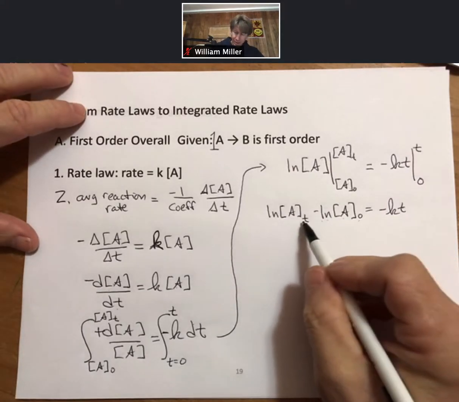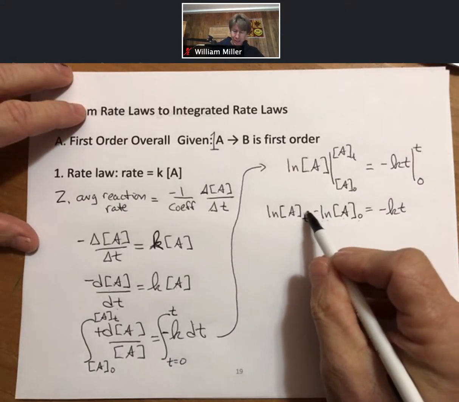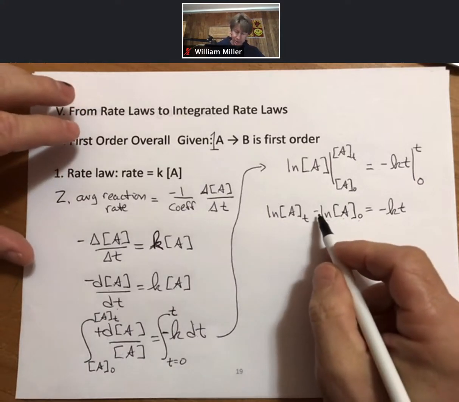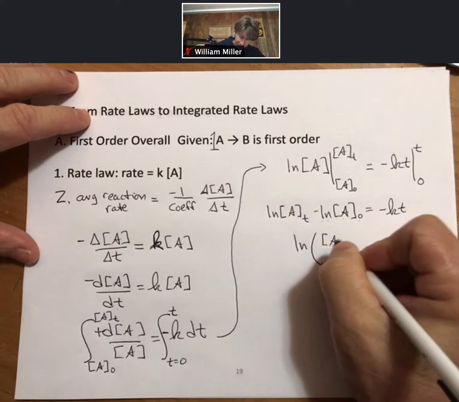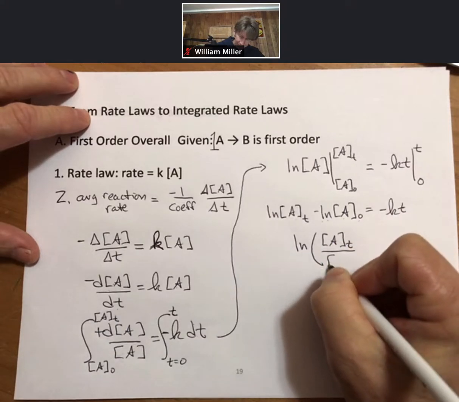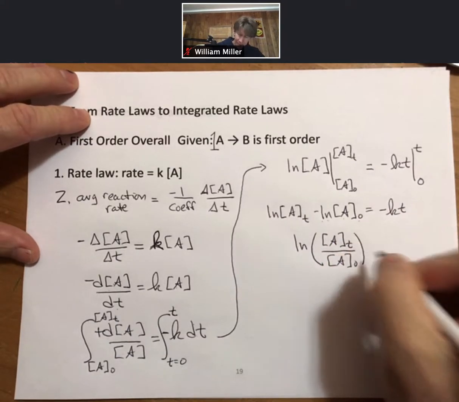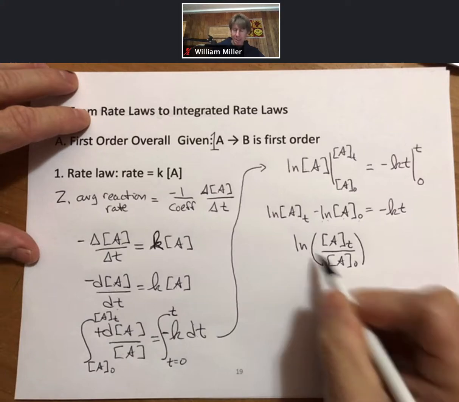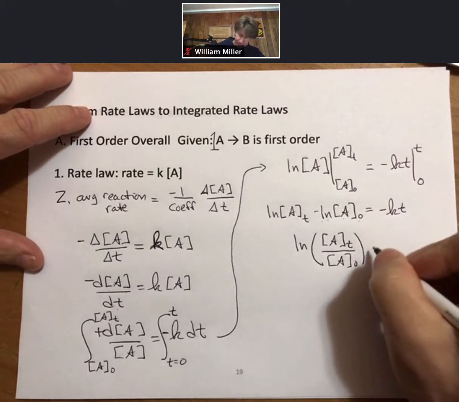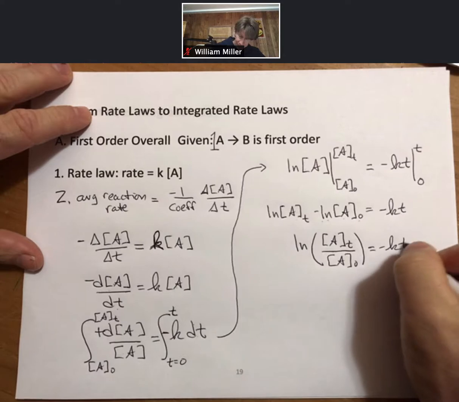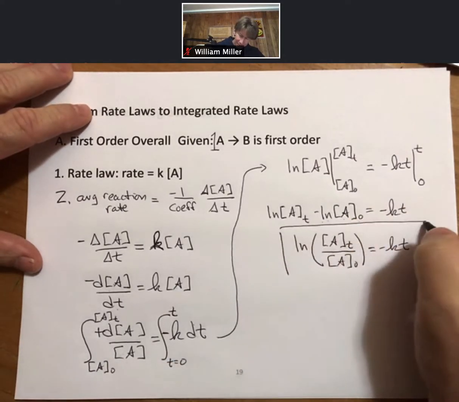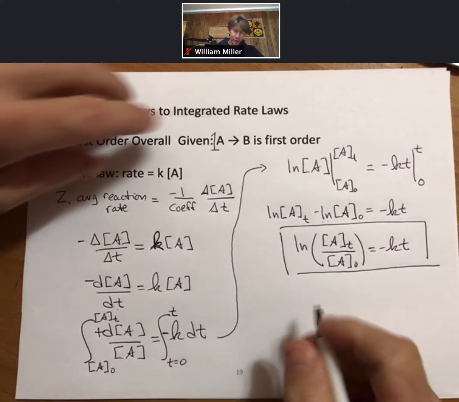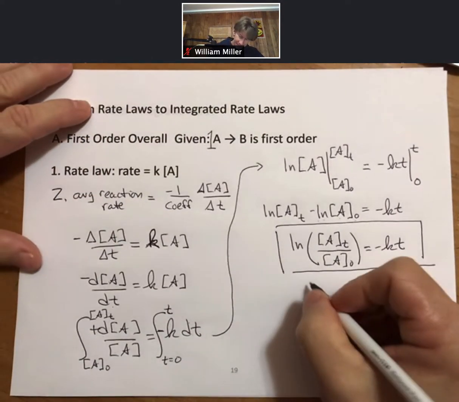So any two things that are natural logs, or logs, that are subtracted, you can condense into a division under the same natural logarithm. There we go. And so this is the integrated rate law for first order kinetics.